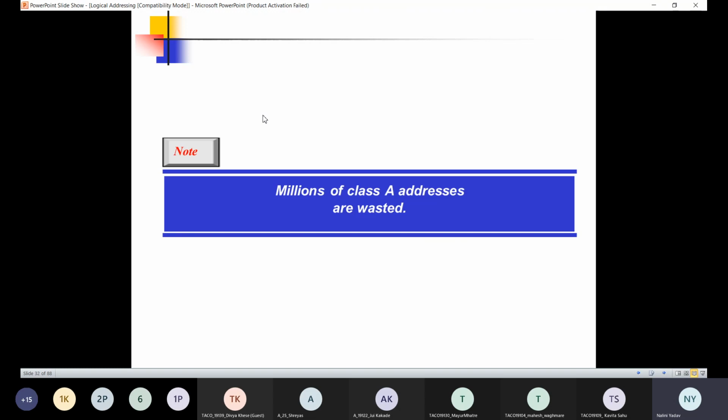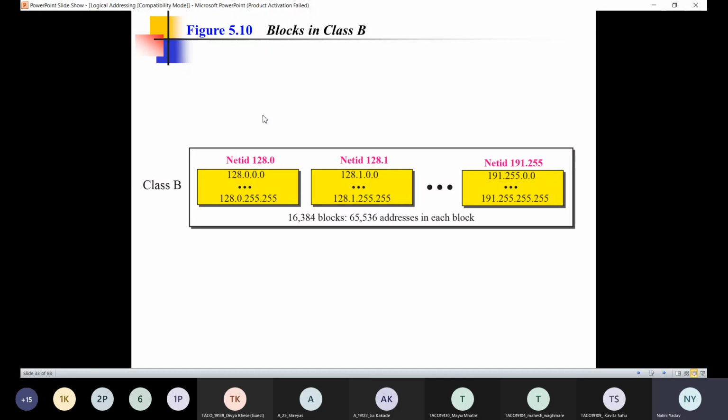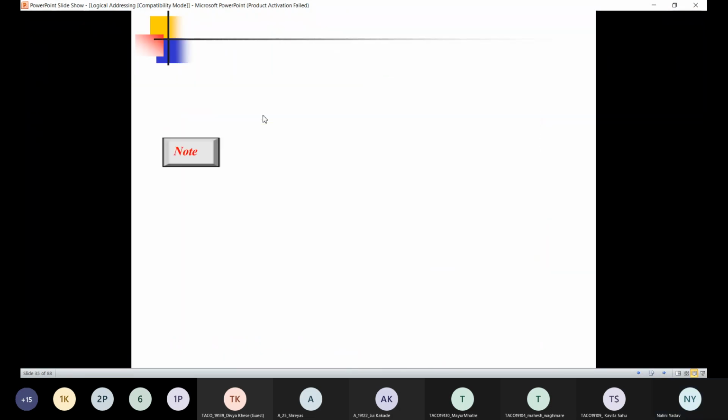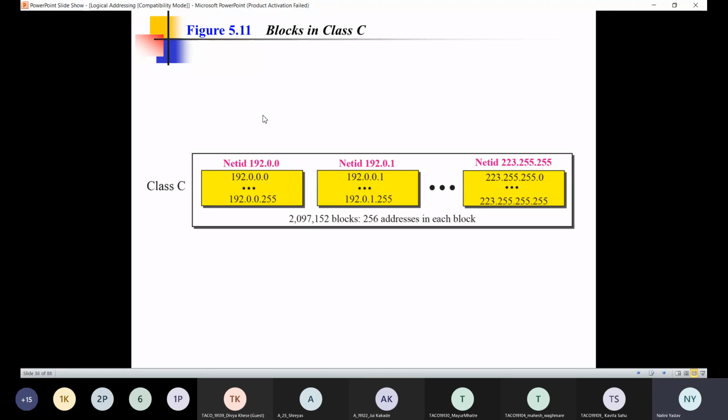So now what it is written, you can see here, millions of class A addresses are wasted. Now we will come to that point again. Class B, again the same: network ID 128.0, 128.1, then up to 191.255. In every network ID, we have 65536 addresses because it's 2 raised to 16. Correct? Now look at class C.